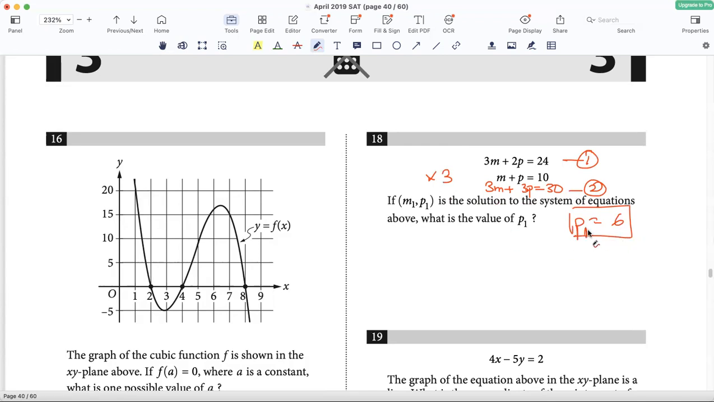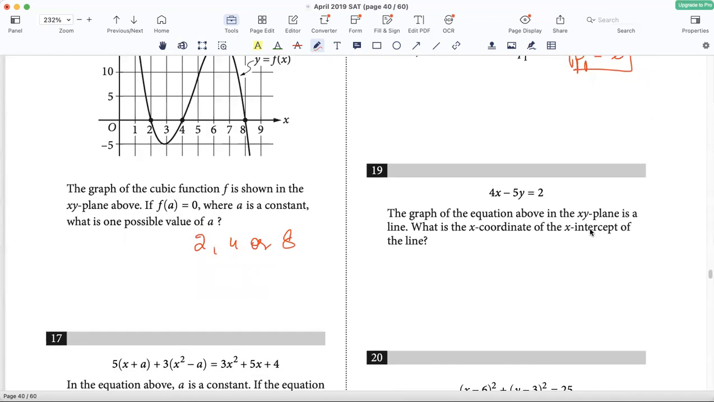So p1 is 6. The graph of the equation above in the xy plane is a line. What is the x coordinate of the x-intercept? So to find the x coordinate of the x-intercept, I would take y as 0. So 4x is 2. So x is 2 by 4, which is 1 by 2. So the x coordinate is half.